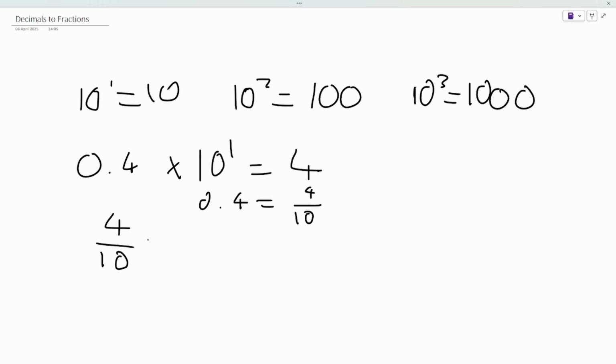Now, same as we always do with fractions, to get our final answer we have to simplify our fraction if we can. 4 over 10. They both have a factor of 2. So 2 goes into 4 twice, so 2 over 5. This 2 goes into 10 5 times. That is our final answer. So 2 over 5 equals 0.4. That is our final answer for that example.